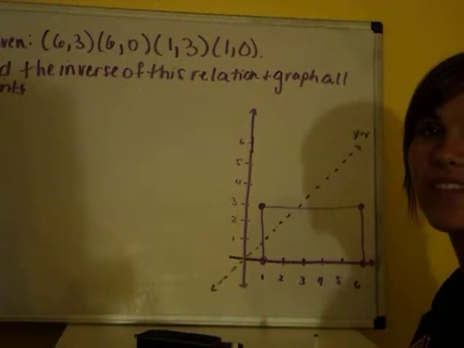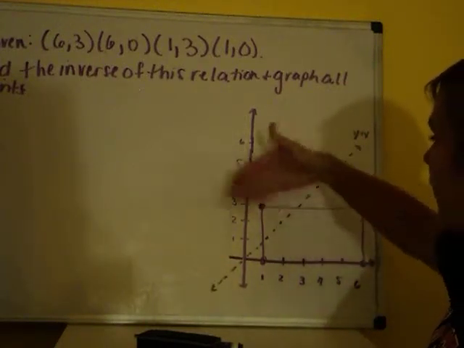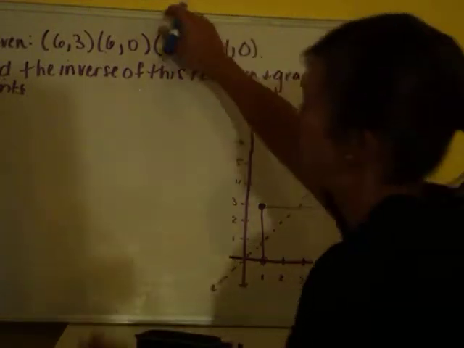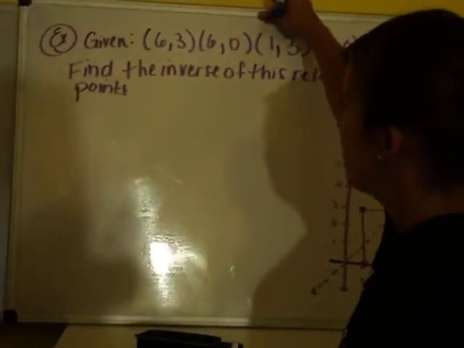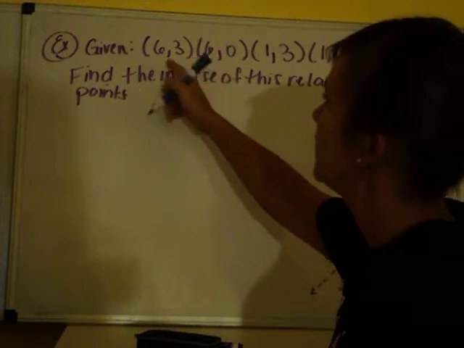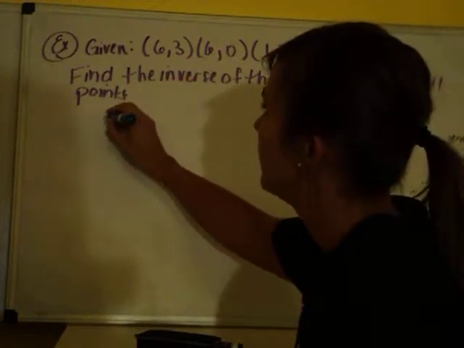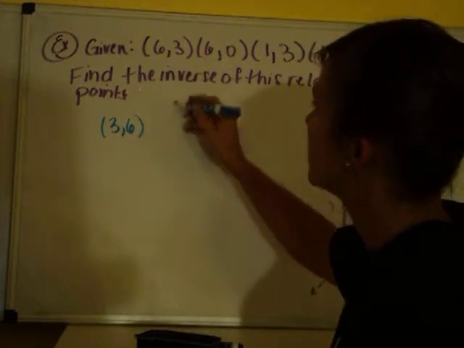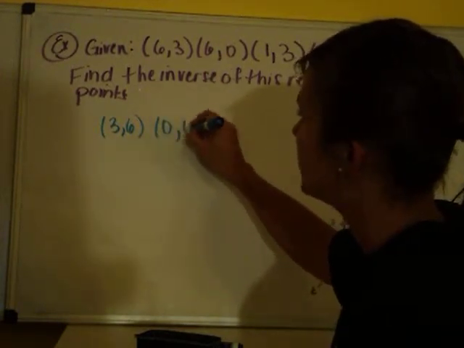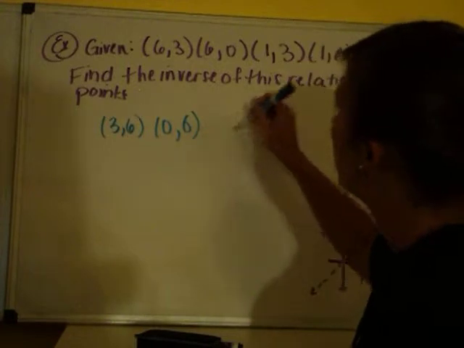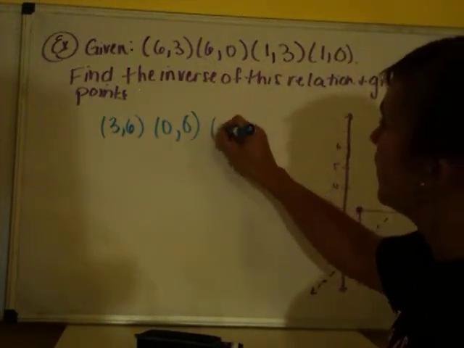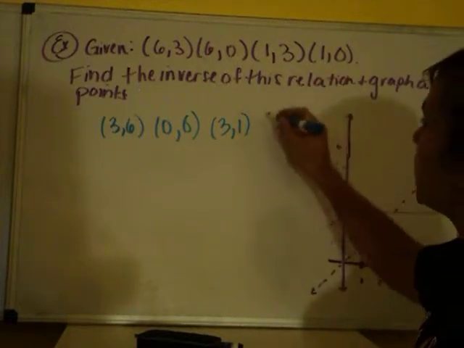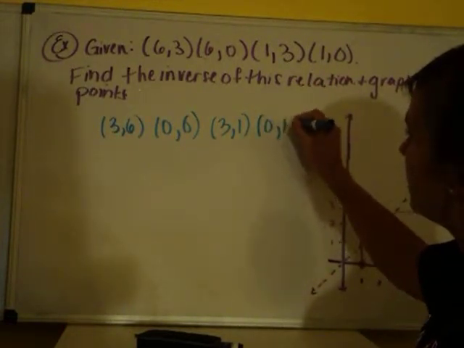What are we expecting it to do? We are expecting it to reflect itself across this line, so it should probably be standing up on its side. Okay, so my inverse, if this one has (6, 3), that means my inverse has to have (3, 6). If this one has (6, 0), that means my inverse has to have (0, 6). If this one has (1, 3), that means my inverse has to have (3, 1). And if this has (1, 0), my inverse has to have (0, 1).